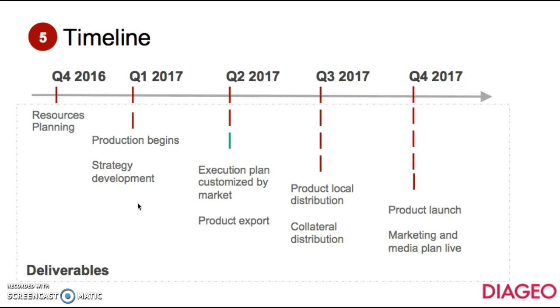The product will have arrived to each of the markets and then will need to be distributed to the different channels where it will be sold. We also need to distribute the collateral materials that we will be implementing on each of the markets. The sales team is key here to identify what are those materials that we need to produce and distribute. And then finally, in Q4 2017, we will be launching Cacique 500. And then we need to make sure that the marketing and media plan is ready to implement.